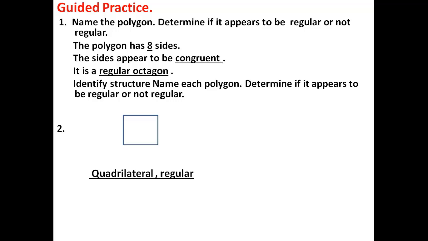Now come to the guided practice. Question number 1. Name the polygon. A polygon has been drawn, you can see in the figure. Determine if it appears to be regular or not regular. We can see that all the sides are equal. The polygon has 8 sides. The sides appear to be congruent. Congruent means all are equal. It is a regular octagon because it has 8 sides.